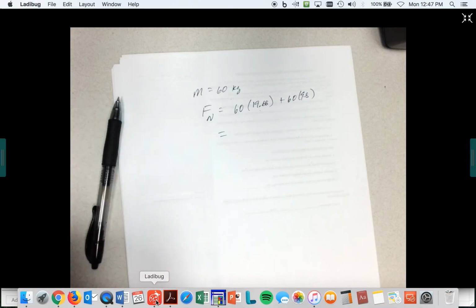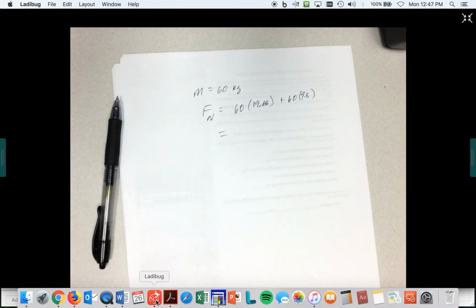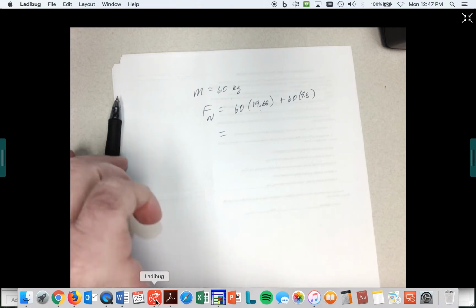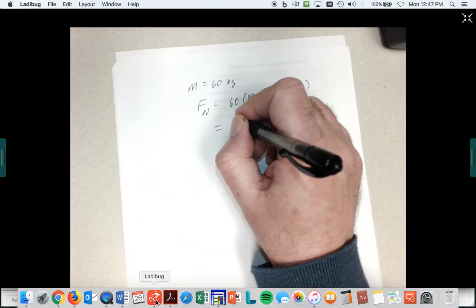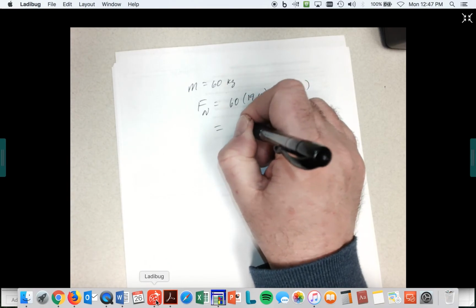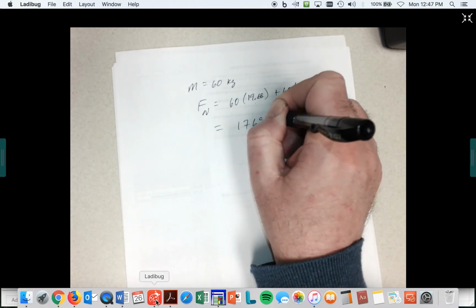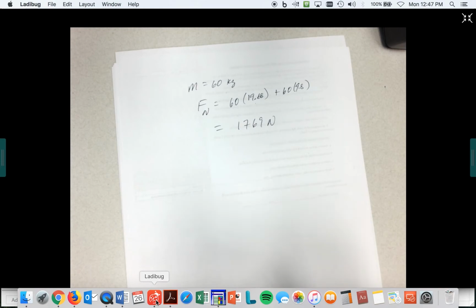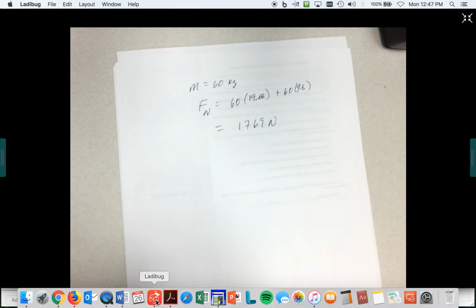Okay? Let's see if we're right. Well, let's calculate the numbers. And again, I think this is an excellent problem. We just weren't ready for part of it. We just hadn't covered that other part yet. 1769 newtons, when her normal weight is around 700 newtons. So she's pulling an incredible amount of G's.